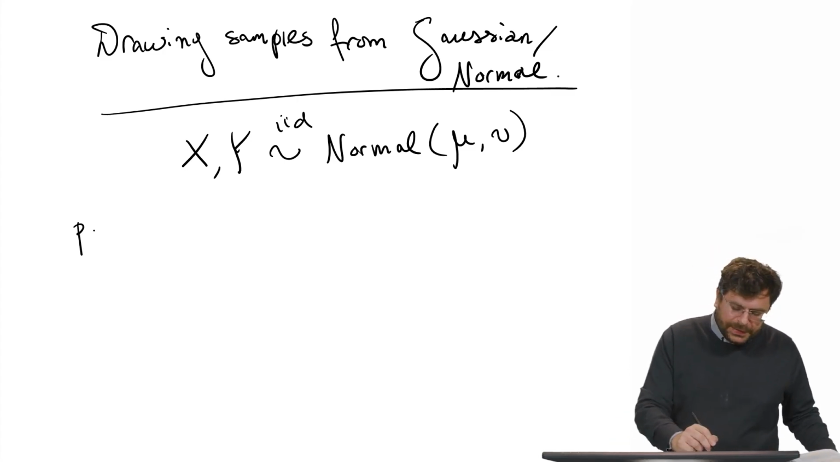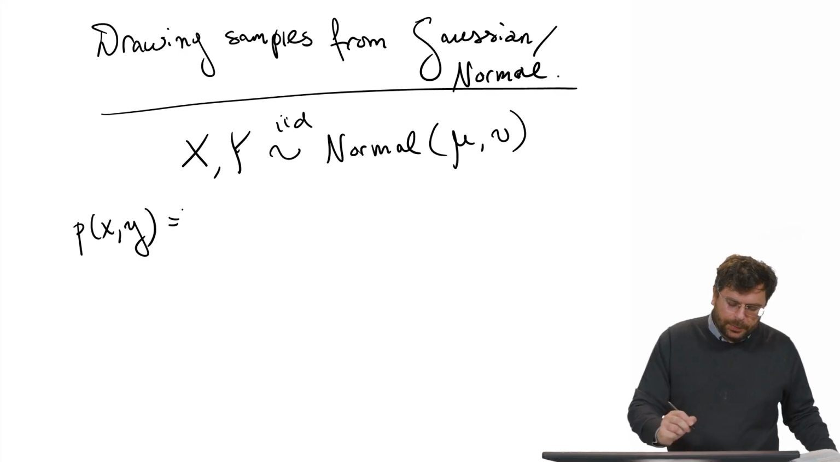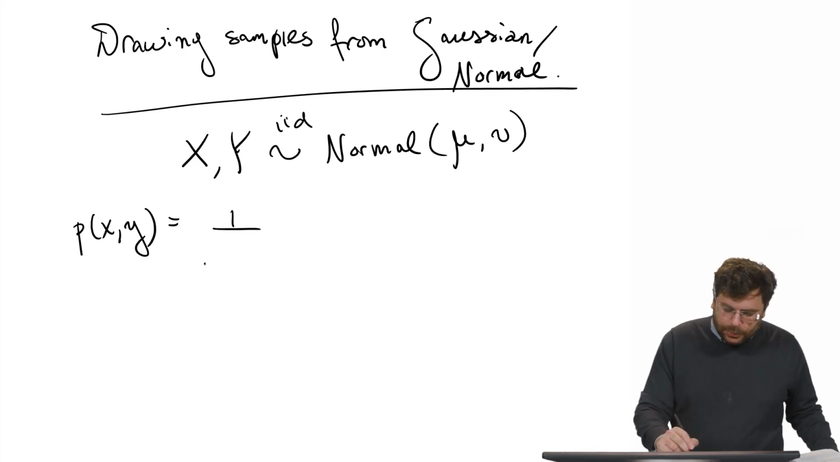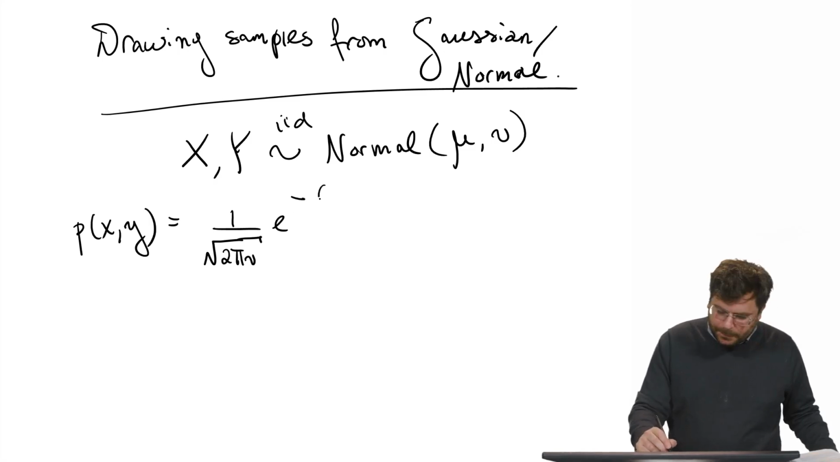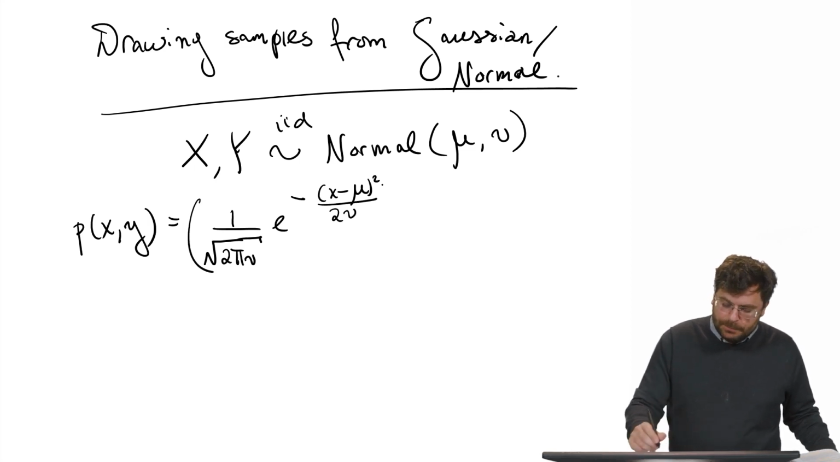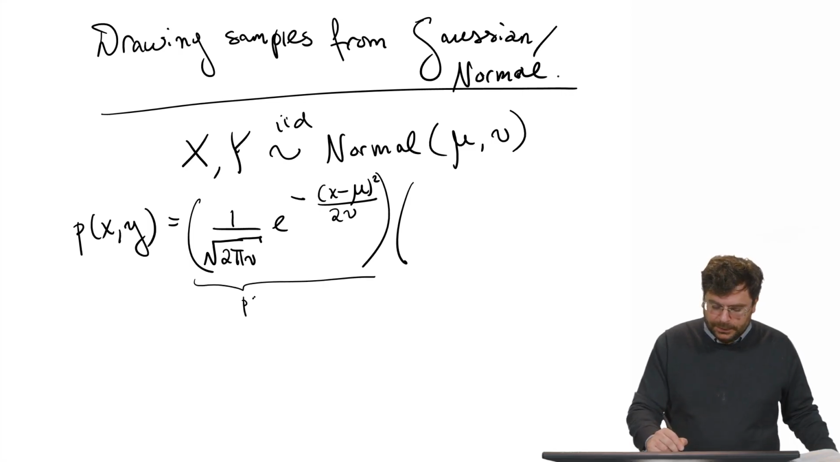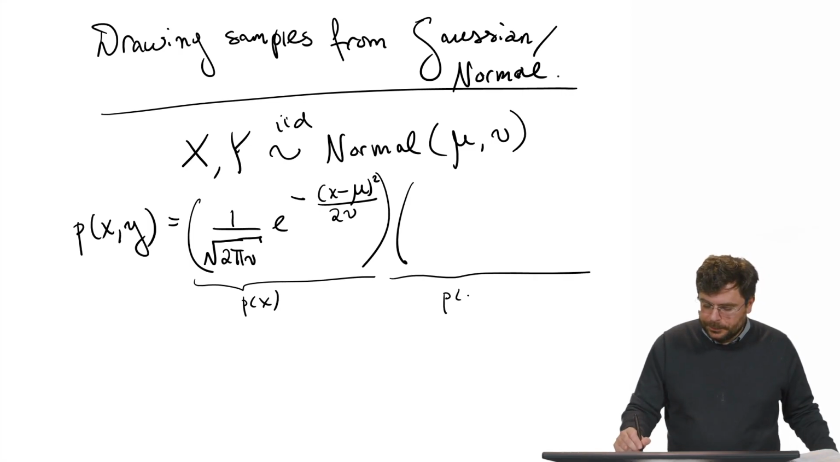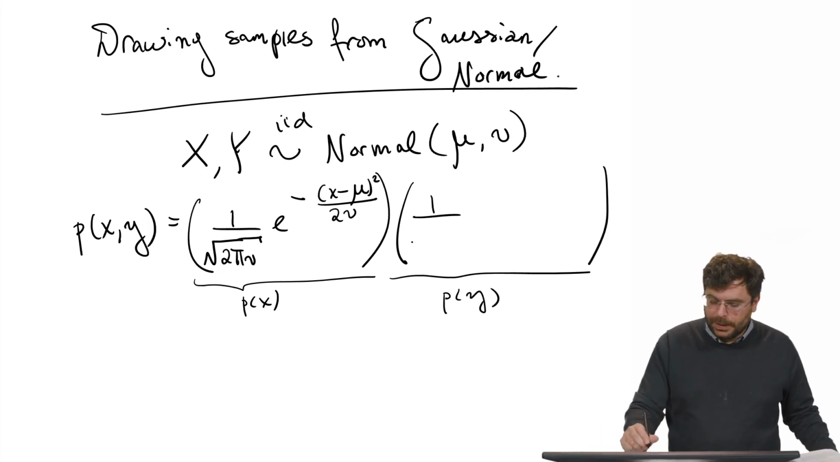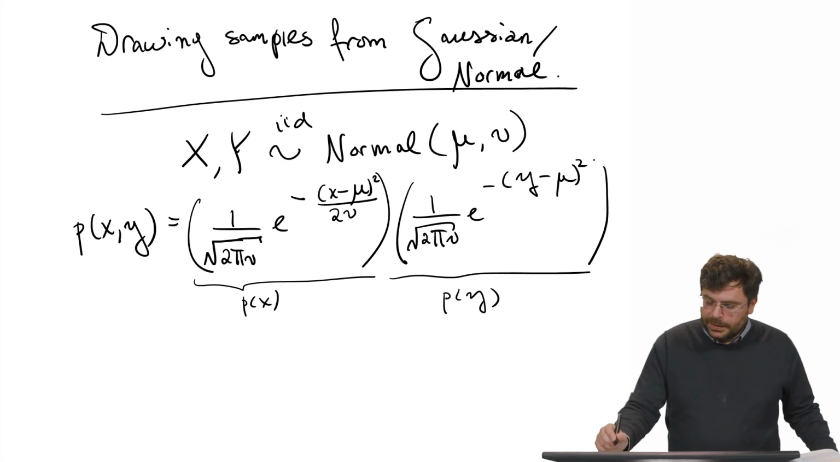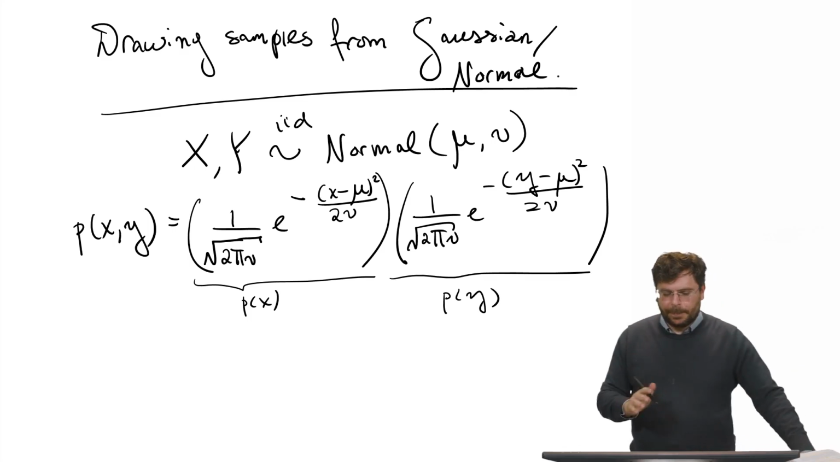Now, if I were to write down the probability density, I would write it out as 1 over square root 2 pi nu e to the minus x minus mu squared over 2 nu. And remember, these are IID, so the probability of x and y is simply the probability of x multiplied by the probability of y, which is 1 over square root 2 pi nu e to the minus y minus mu squared divided by 2 nu. Great.